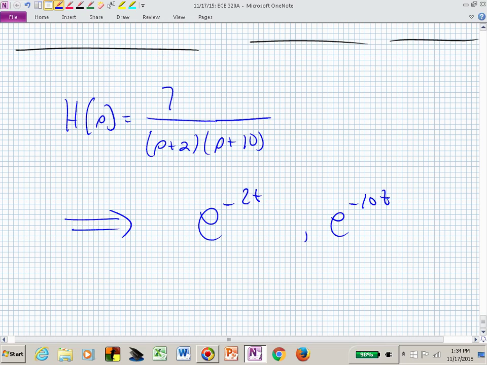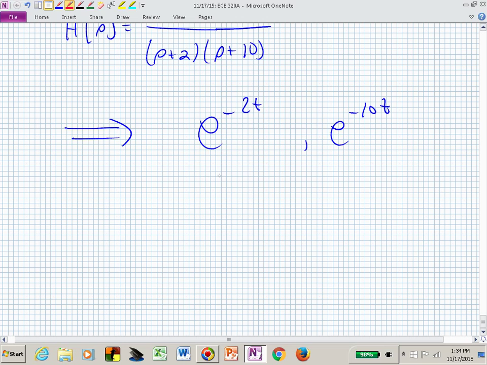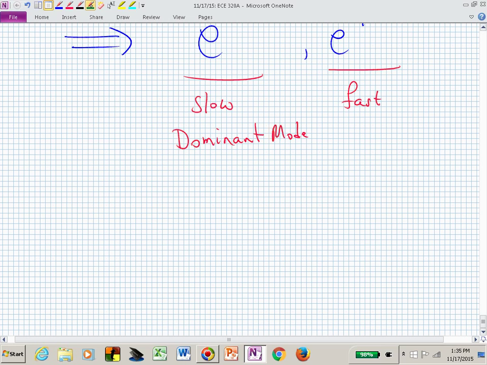Which of those is the slowest, or which of those dominates? So this is the slow, and this is the fast. Or this might be referred to as the dominant mode. Which do you use to find how fast your transient will disappear? You need to use the slow one, don't you? The e to the minus 10t will be gone much quicker than the e to the minus 2t. The e to the minus 2t will be your dominant transient. So if you had 100 different exponentials, you would be looking at the exponential that was closest to the imaginary axis, or the smallest k.